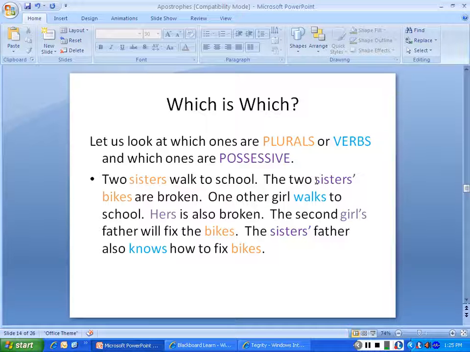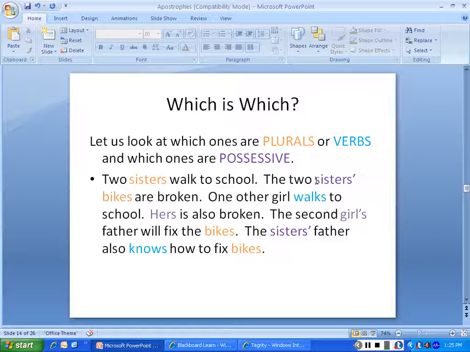The second girl's father will fix the bikes. There's one girl, and her father will fix the bikes, so we have used apostrophe S at the end of this singular noun. The word bikes is plural, but it doesn't own anything in this sentence.